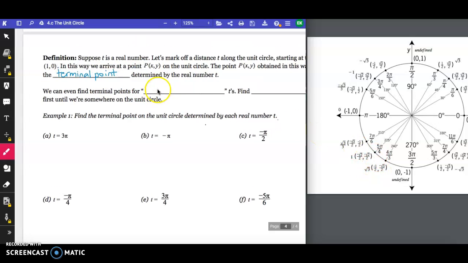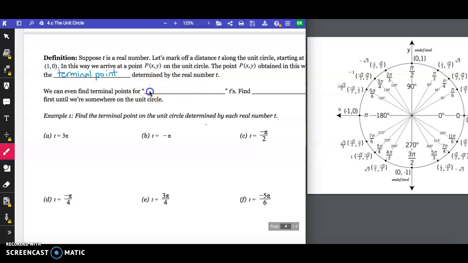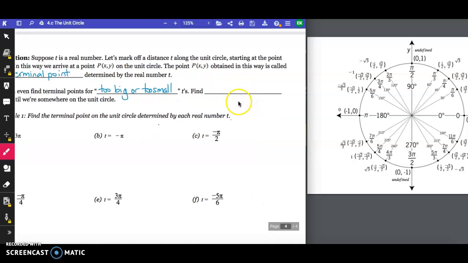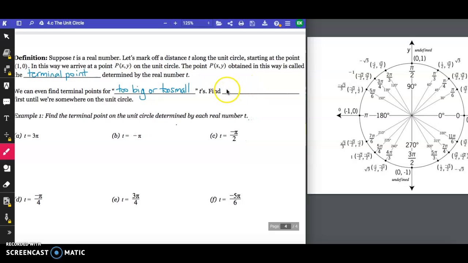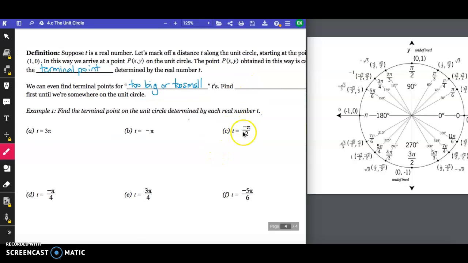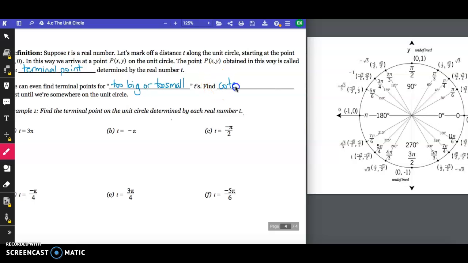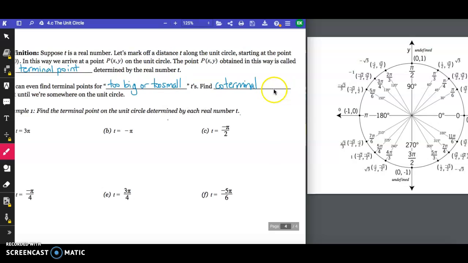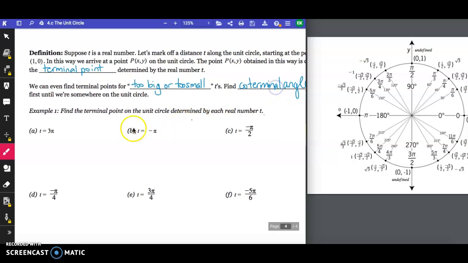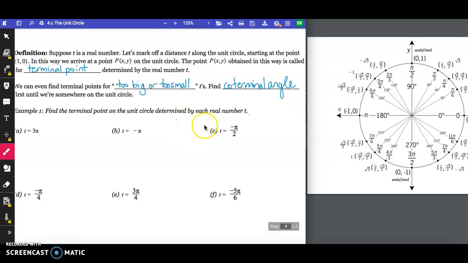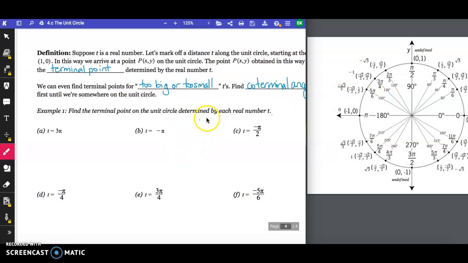We can even find terminal points for what we call, and I'm putting quotation marks around this, too big or too small t values or t's. What we would have to do first with those ones is find, so for example, if I look at negative pi over 2, there are no negatives on my unit circle, so I would say this t is too small, and so what I would have to do first is find a coterminal angle until we're somewhere on our unit circle, and you'll see what I mean when I get to that example, but I just wanted to address it before we even got there.